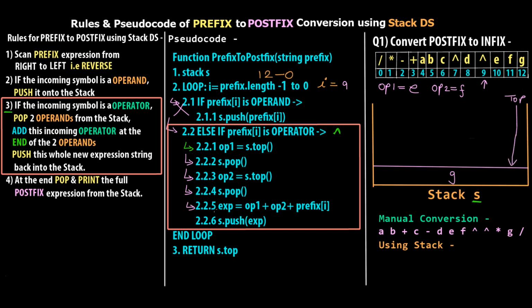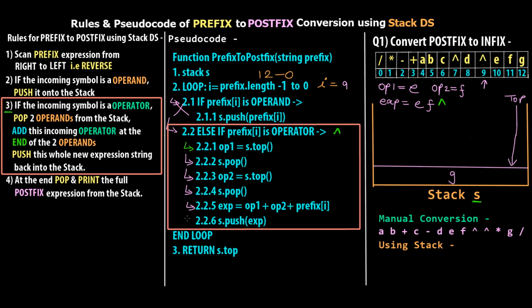After this we say 2.2.5, which says exp. So we create a exp expression equals to op1. What is op1? op1 is E. Then we say plus op2. So we are concatenating or appending op2 over here. What is op2? op2 is F plus prefix of I. So we are currently at index position 9, which is a raise to sign. So prefix of I is a raise to sign that has to get appended over here. So we'll append that over here. And this is the sub postfix expression that we've created from this prefix expression. So it was raised to EF, but we created EF raised to. So prefix expression got converted to postfix format.